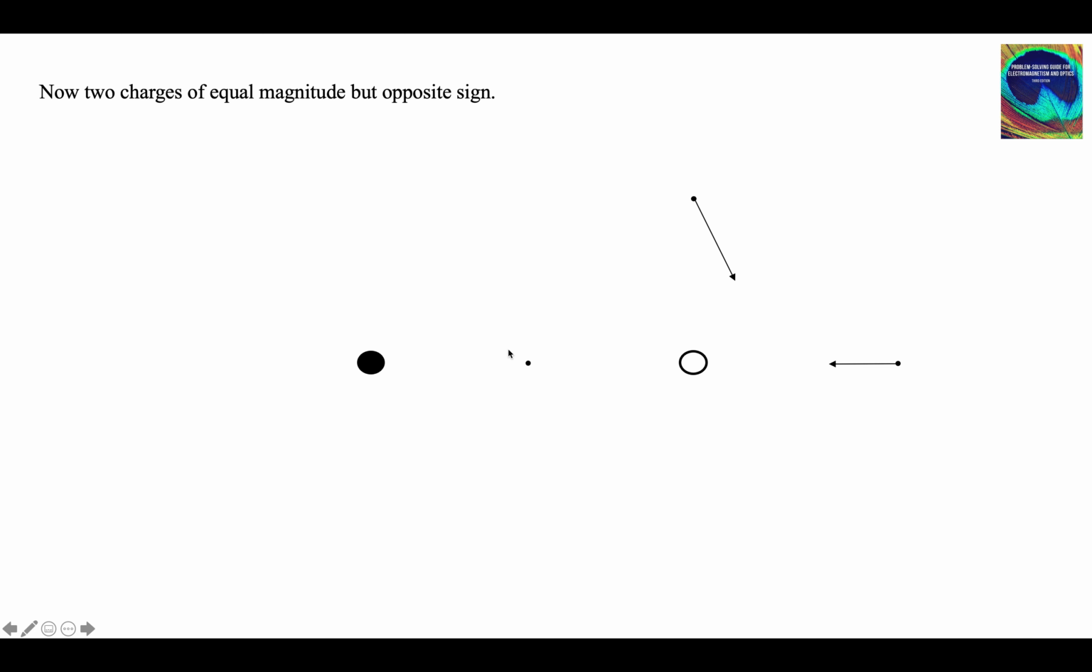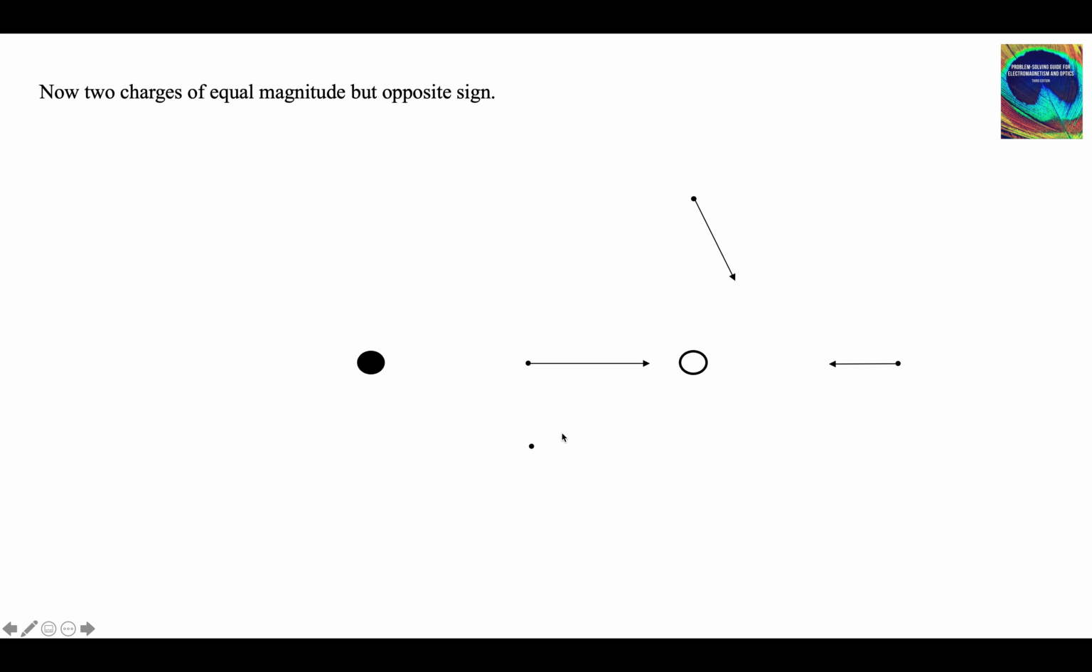How about between them? The negative charge is pulling a positive charge toward it. Positive charge is pushing a test positive charge away from it. It's going to be a big field to the right. Down here, positive charge is pushing it away this way. Negative charge is pulling it this way.